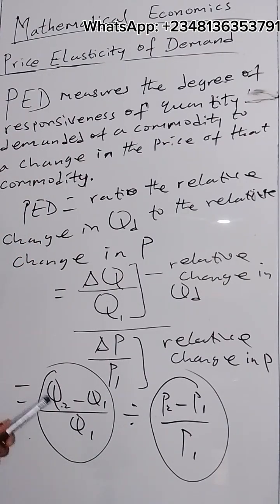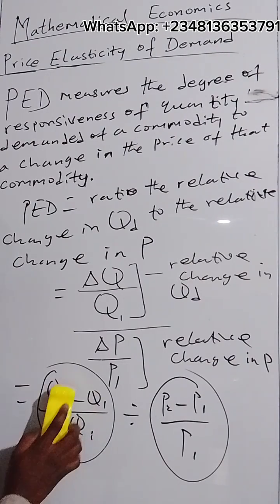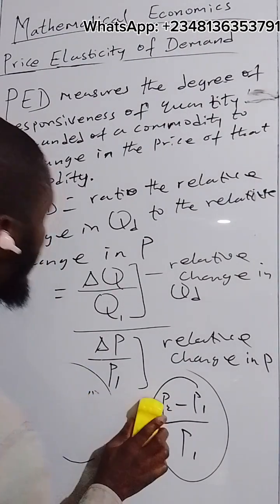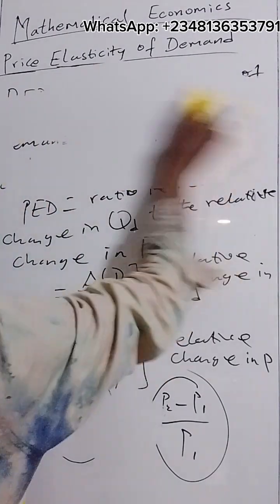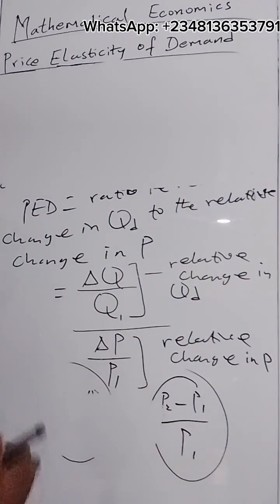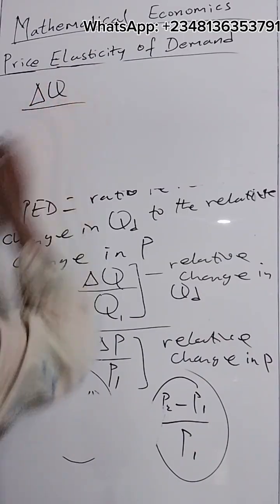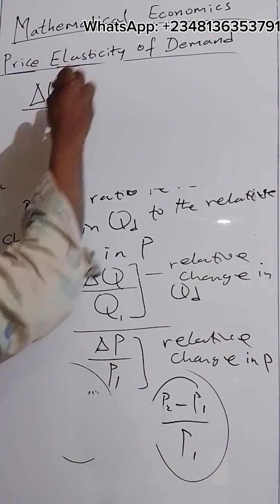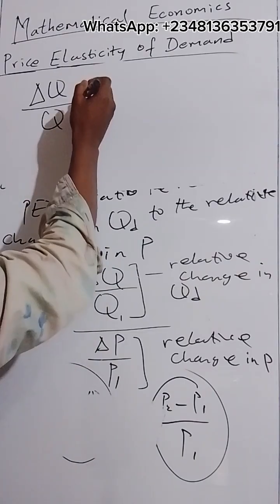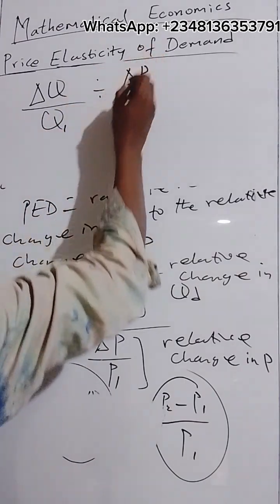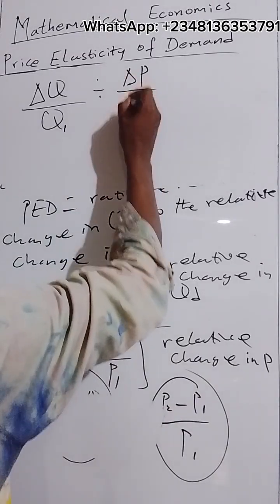The same way we transformed this, I can also rewrite this same formula in this format. Let me clean this in order to have some space. So this can be written as change in Q over Q1, divided by change in P over P1.